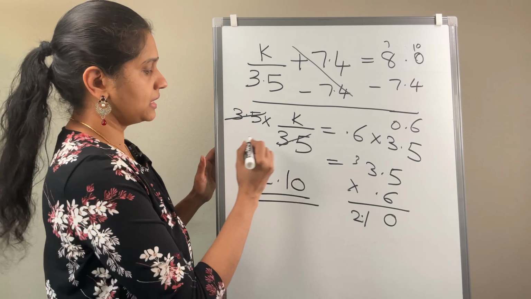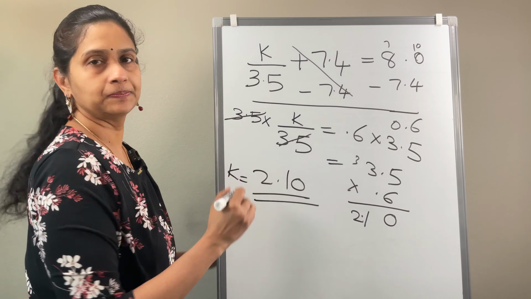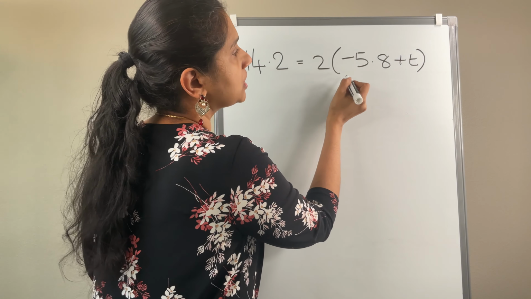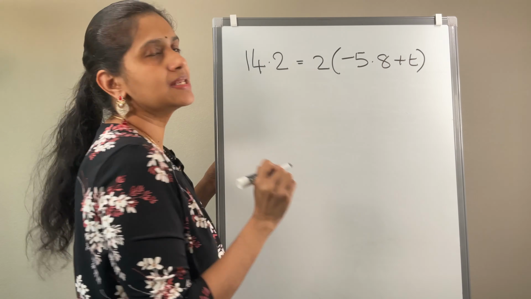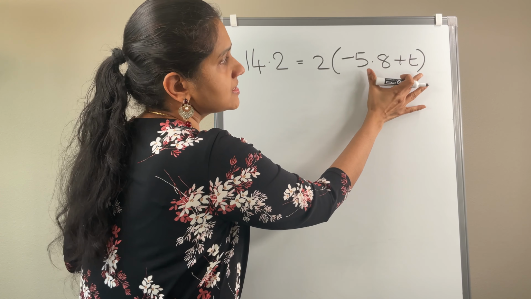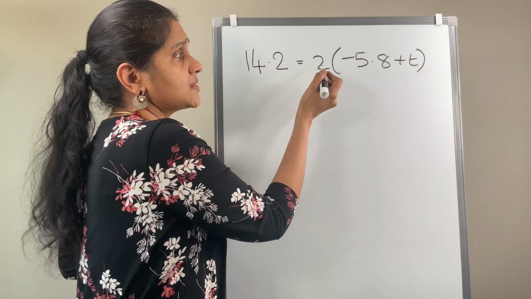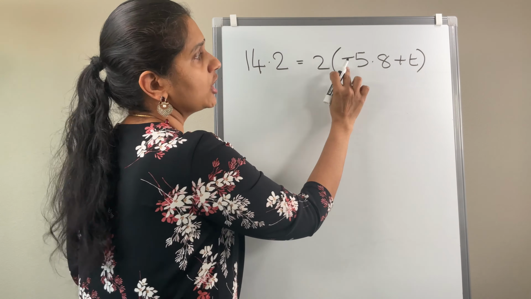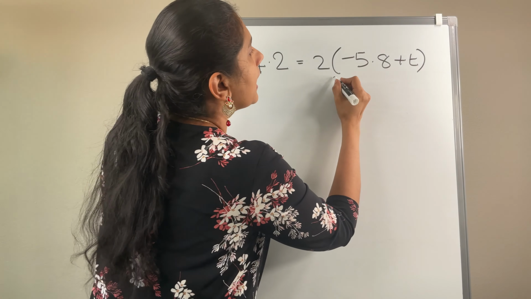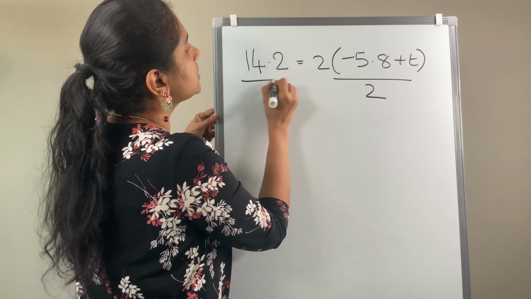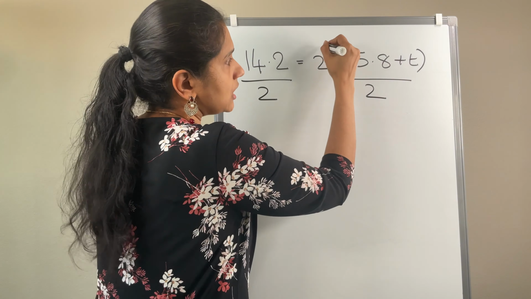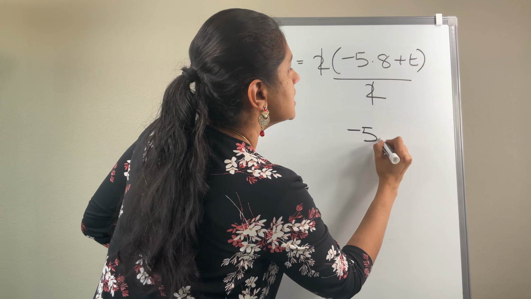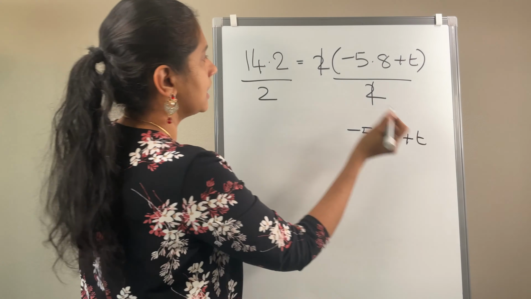2.10 is going to be the value of k. Consider the example 14.2 equals 2 times minus 5.8 plus t. So you can see this t is inside the parenthesis. So let us first avoid this number 2 which is near the variable t before avoiding minus 5.8. So simply I am going to divide both sides by 2. As a result of it, this 2 and this 2 will get cancelled and you will be left with minus 5.8 plus t on one side.